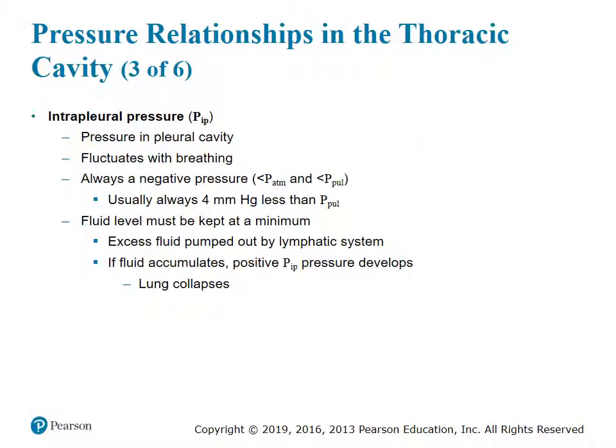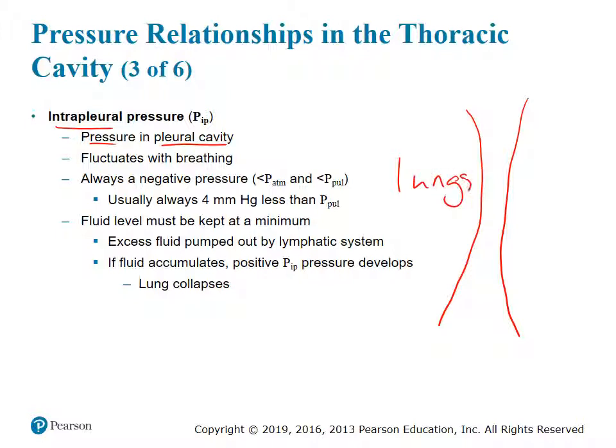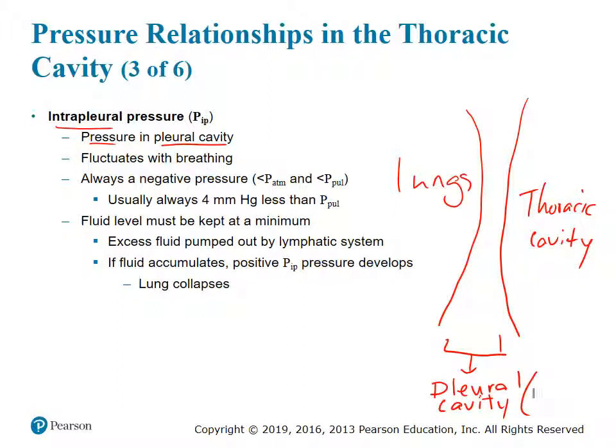We'll see this example again in a second. Intrapulmonary pressure is actually the pressure in the pleural cavity. So again, this is between the pleural cavity, right? This would be the lungs, and this would be the thoracic cavity. And this area here would be described as the pleural cavity, which we discussed briefly in part A. This would be fluid filled, in fact.